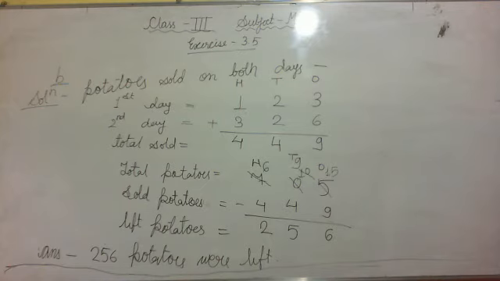See, the number of potatoes sold on 2 days were given. So we added the number of potatoes sold on both the days. Then we got the total potatoes sold. Then we subtracted the sold potatoes from the total potatoes. Then we got the left number of potatoes, that is 256.